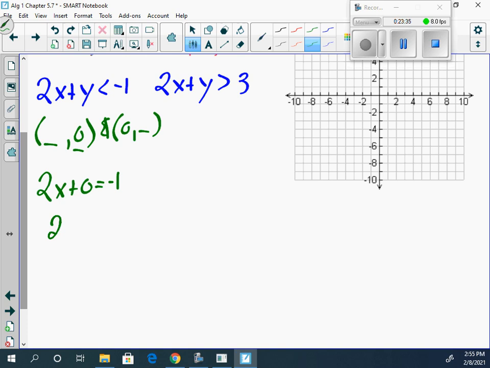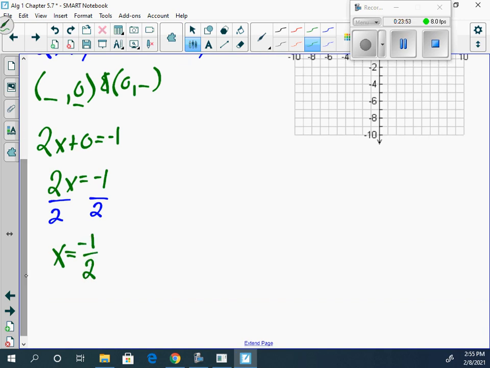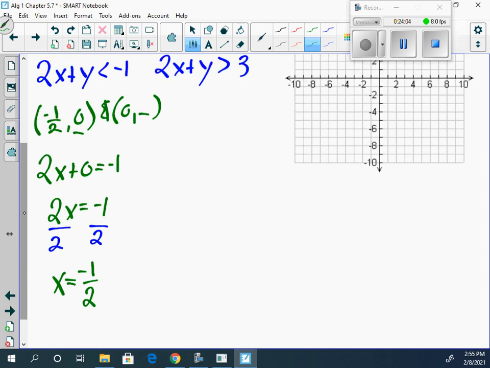Well, 2x plus 0 is 2x. And to get x by itself, we can do what? Divide both sides by 2. Which tells us x is equal to -1/2. So our first point is -1/2, comma, 0. And that's what we need to do. Questions on this here? So we found one of the points, yes?